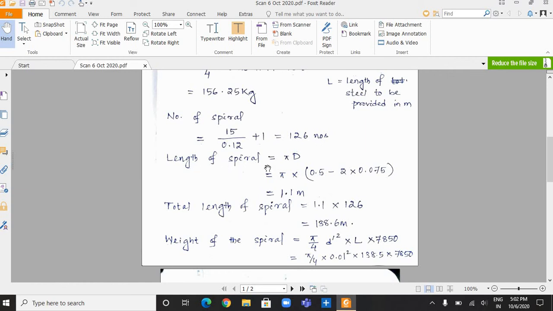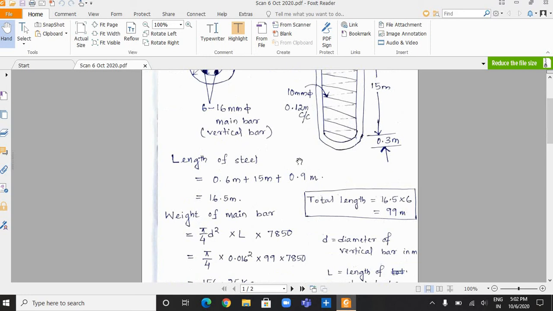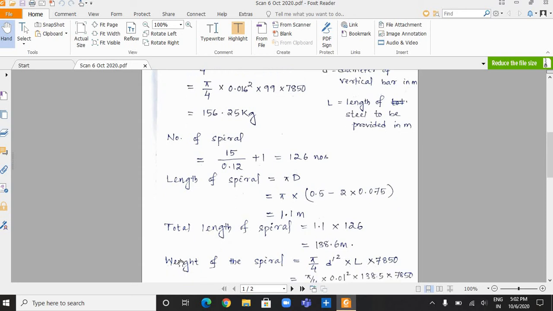Then the length of the spiral is to be found. The length of the spiral would be the perimeter, that is pi into capital D. This diameter would be 0.5 meter minus 2 times the clear cover. So pi into (0.5 minus 2 into 0.075). This equals 1.1 meter. Then the total length of the spiral would be the length of the spiral multiplied with the number of spirals. So 1.1 multiplied with 126 equals 138.6 meter.